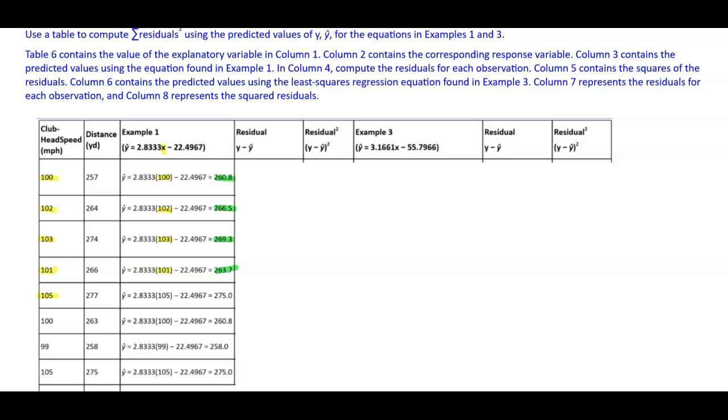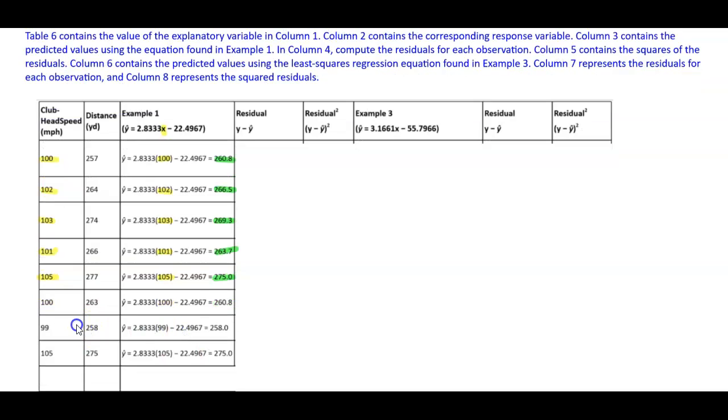The next value of x is 105. We're going to plug it into the same equation, evaluate it, and that gives us a predicted value of 275. Next value for x is 100. Plugging that into our equation and evaluating gives us a predicted value of 260.8. Next, we have a value of 99 for x. Plugging that into our equation and evaluating it gives us 258.0. And then the last value of x is 105. Plugging that into our equation and evaluating gives us 275.